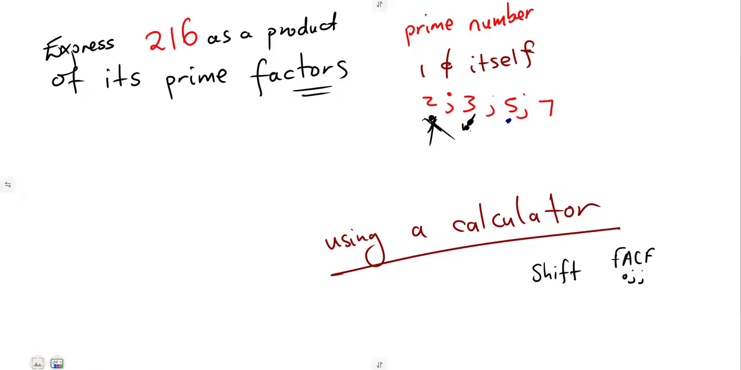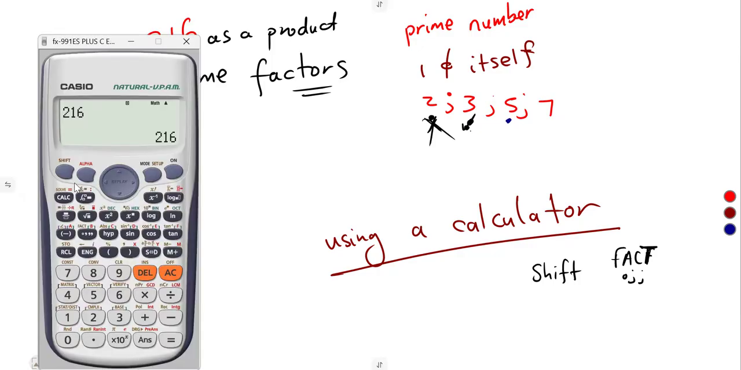It's fact. So it's shift on your calculator. You must see the S on your calculator there to represent shift. So you press these dots here on this fact. You press it, and it's going to give you the answer: 2 to the exponent of 3 times 3 to the exponent of 3. It is already giving you the answer in the simplest form. So you can have your answer direct from the calculator.